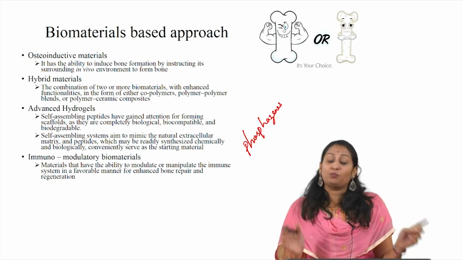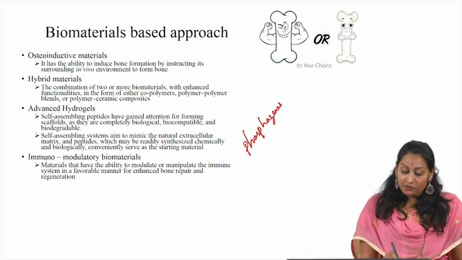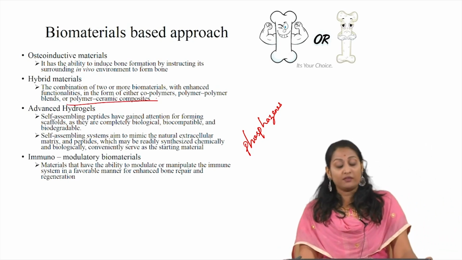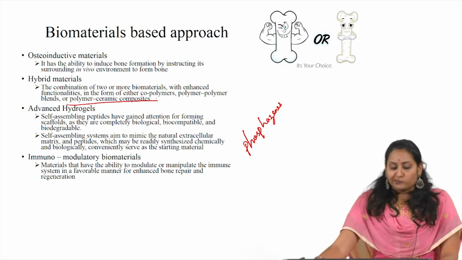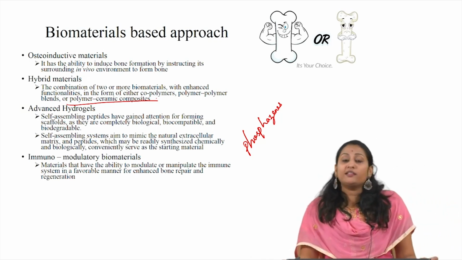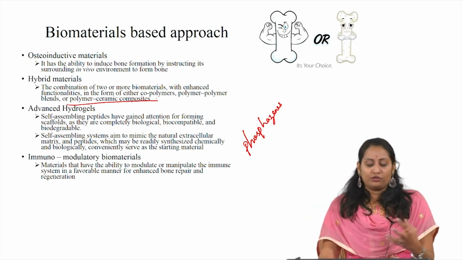The final one is polymer ceramic composites, which are very useful in bone tissue engineering, and we can call them biomimetic scaffolds. They have all the desirable properties for bone tissue engineering.